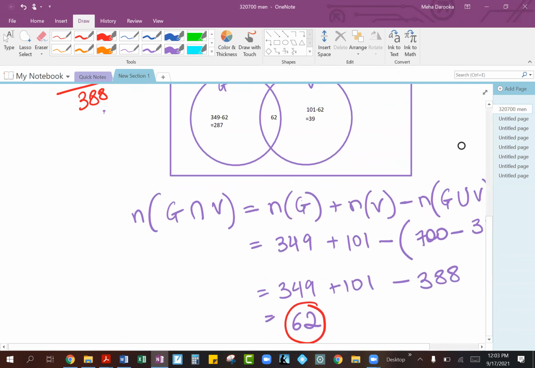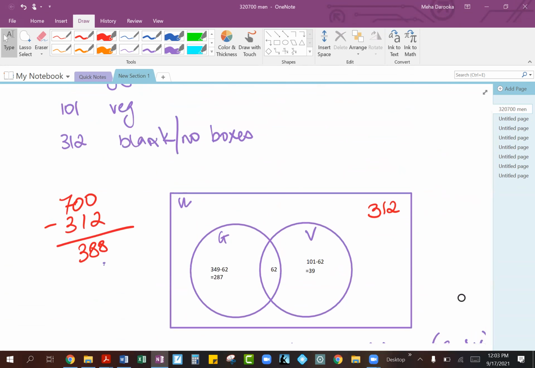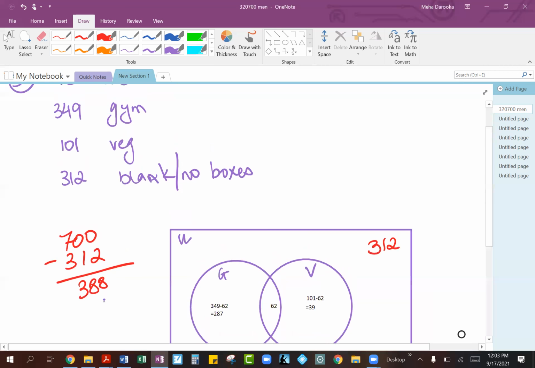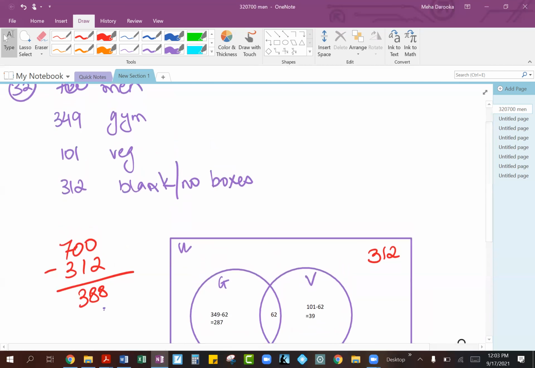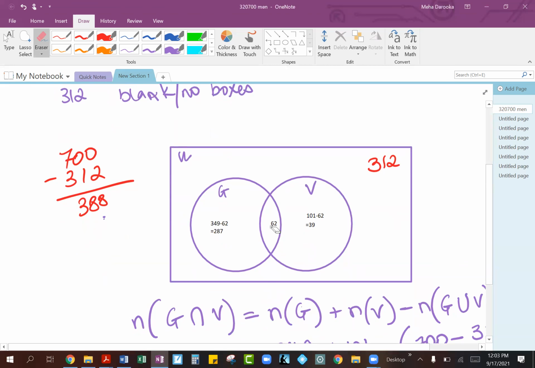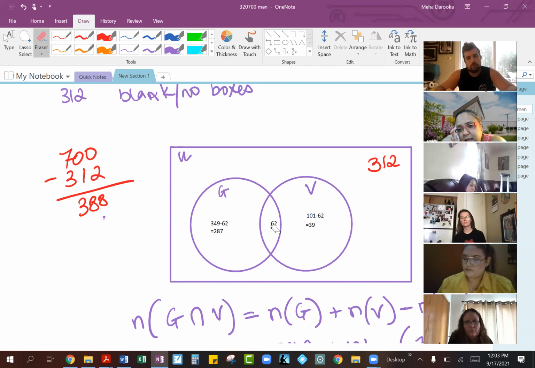But I'm really glad that Brandon, you brought up that point, because in this example, like you said, you can add the 312 with the 349 and 101, and you can see there's an overflow of 62. So that 62 is going to be part of your overlapping area. Okay, question on this one, guys?